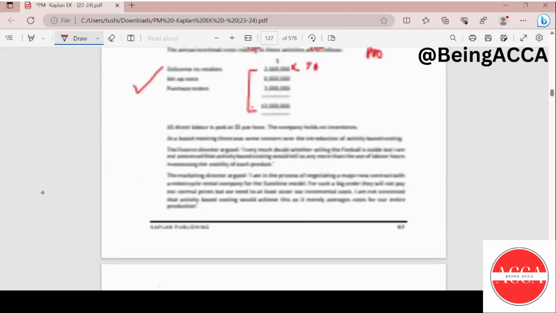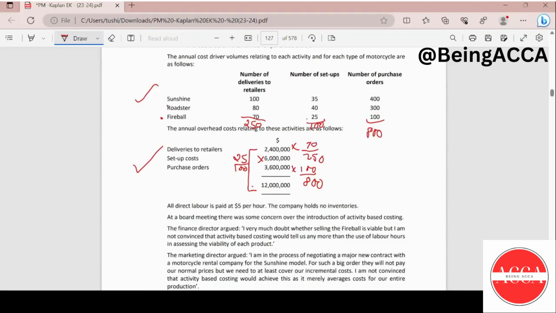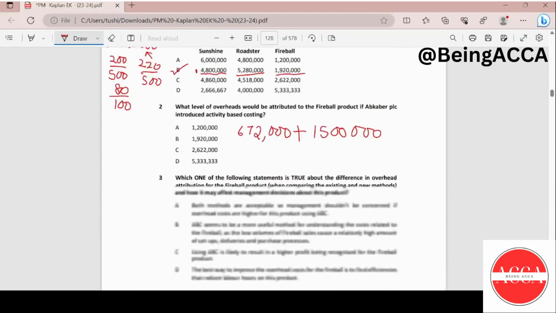Right, just going to take the last one for purchase orders, 3,600,000 into 100 and dividing this by 800, and I get it as 450,000.